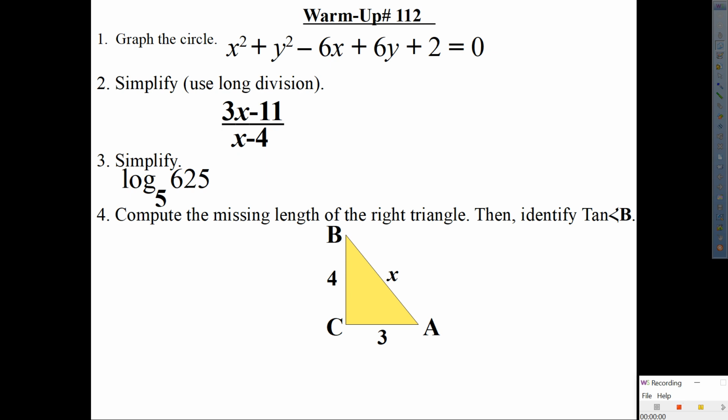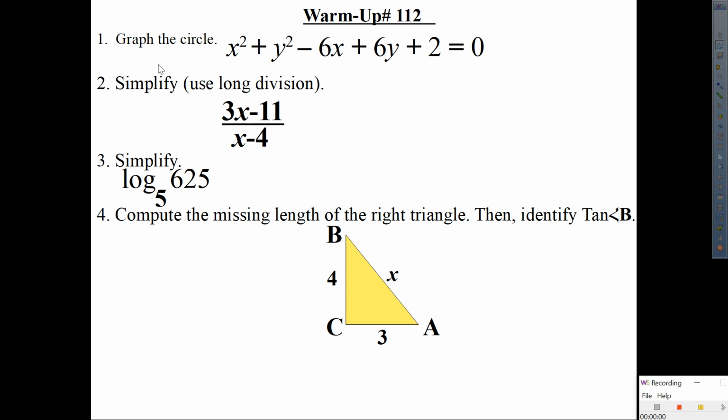Number three says simplify log base 5 of 625. And number five, compute the missing length of the right triangle, then identify tangent of angle B. It gives us a right triangle where C is the right angle, and B and A from top to bottom is the hypotenuse that's labeled X. The legs at the bottom, which is the base, is labeled 3. The height is labeled 4. So compute for X, and then from there find tangent of angle B.